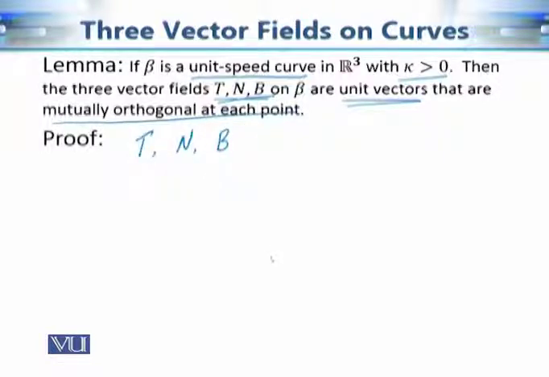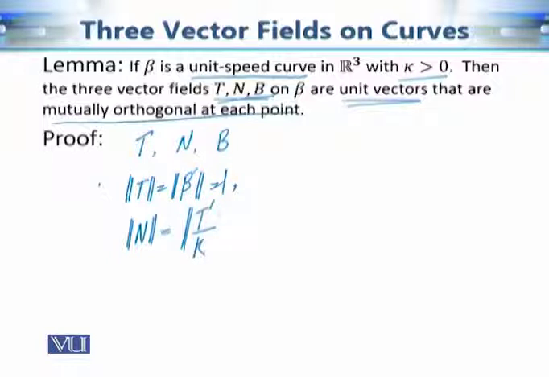Now, proving that they are mutually orthogonal unit vector fields is a kind of simple task. It is unit speed, so the norm of T is equal to the norm of beta prime, which is equal to 1. Similarly, N is defined as T prime over kappa, so its norm is the norm of T prime over kappa, as we discussed earlier. That is kappa over kappa, since we can divide by kappa because kappa is greater than 0, so this is equal to 1.